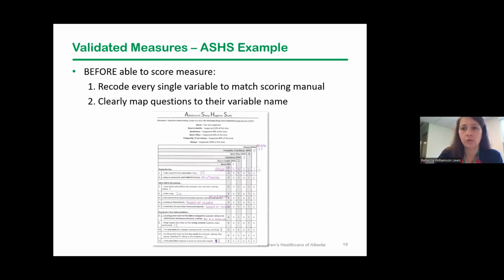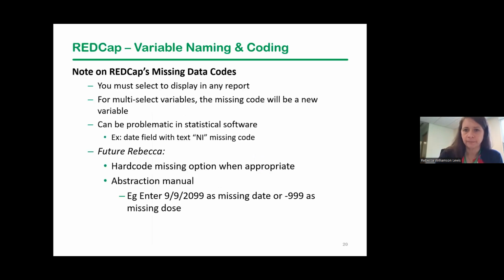So before I can score the subscales, I have to recode every question to match the scoring manual, and I have to clearly map each variable to their question. I wanted to make sure I was scoring everything correctly, and you can see a screenshot of all my handwritten notes of what to rescore and what variable was actually which question. So don't do this to yourself. Make sure any coding and question numbering align with your scale from the initial build.